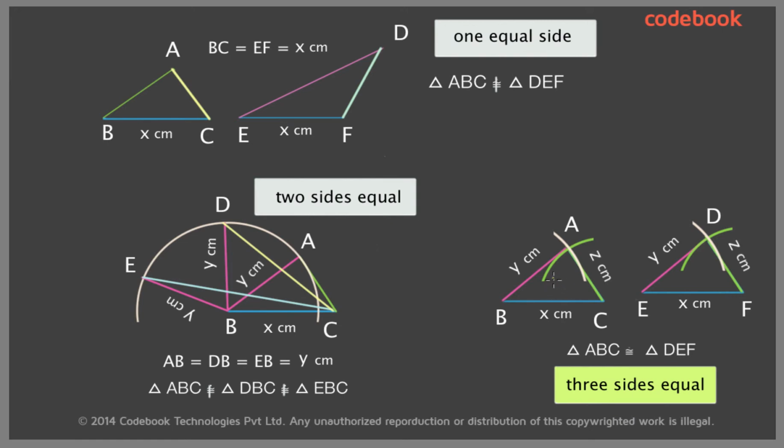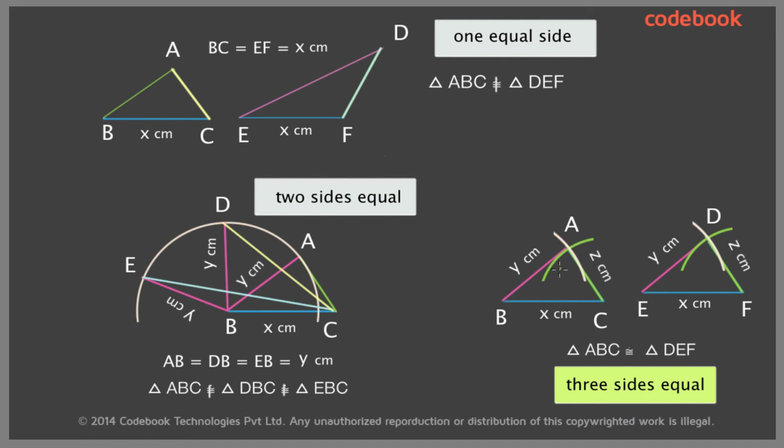What if all the three sides are equal? Let's try to see that. So now let's try to draw a triangle ABC with BC being x centimeters, and with center B try to draw an arc like in the white with y centimeters radius. Now with center C draw an arc of z centimeter radius. The point at which these two arcs intersect is A. Now join AB and AC. You will form a triangle with three sides whose lengths are x, y and z.